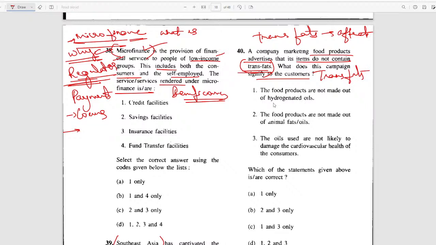The food products are not made of hydrogenated oils. So understand what is hydrogenated oils. Food products are not made out of animal fats or oils. Oils used are not likely to damage cardiovascular health of the consumers. So go through the basics of trans fats. What is trans fat? What is a fat? What is lipids? High density lipoproteins, HDL and LDLs, because they've asked about cardiovascular health also. And what is hydrogenated oils?